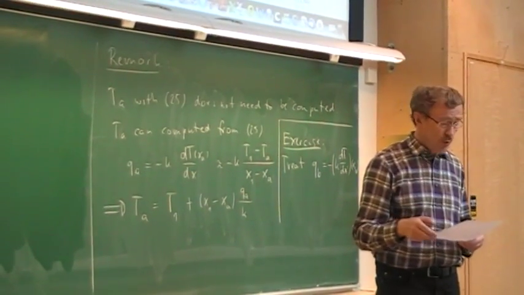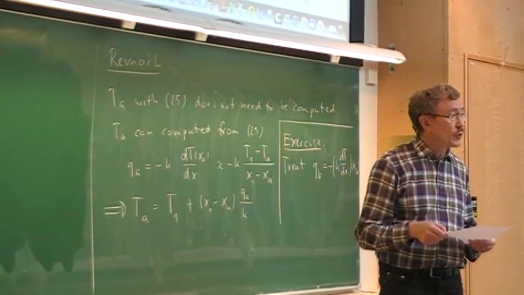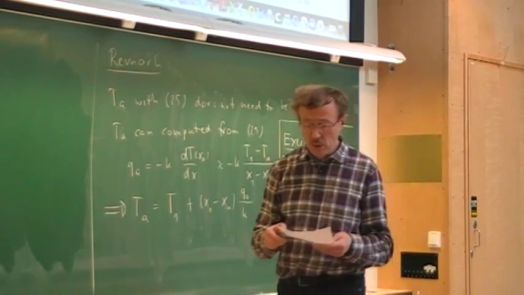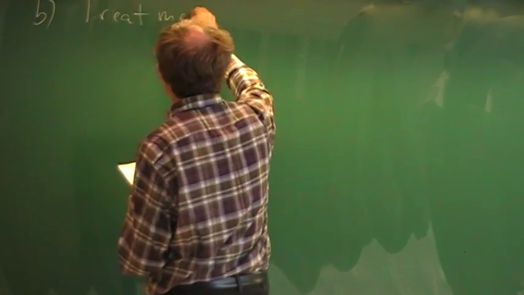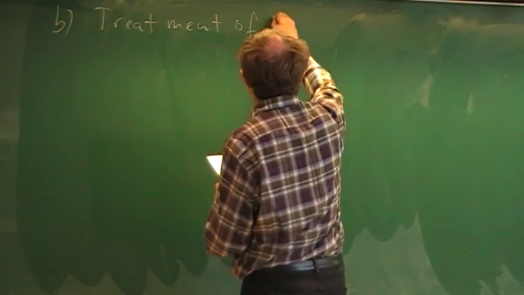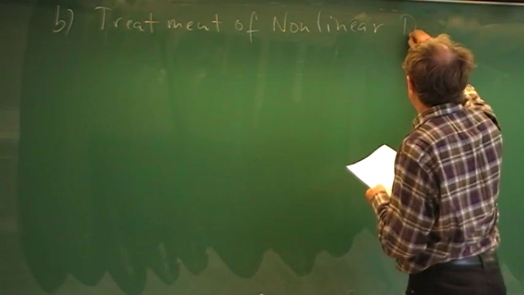So now we want to look at some special cases. After we've seen the Neumann boundary conditions, we also want to see other cases. The first now is treatment of nonlinear diffusion. So we have mostly assumed that we get linear systems where the diffusion coefficient is independent of the unknown. Now we want to see how we do it when it is dependent on the unknown. So, treatment of nonlinear diffusion.